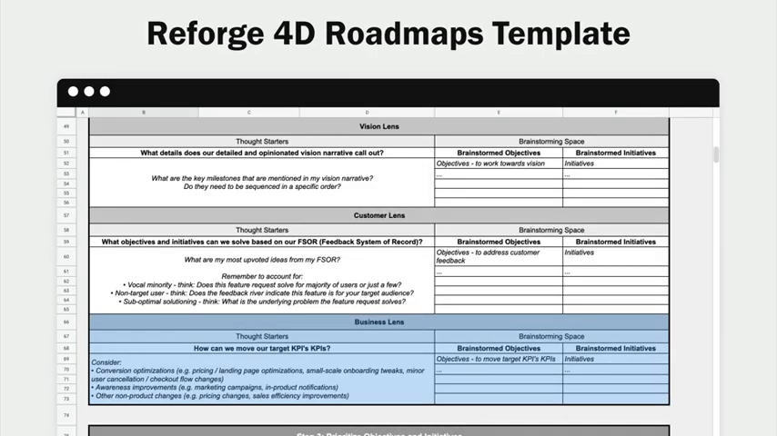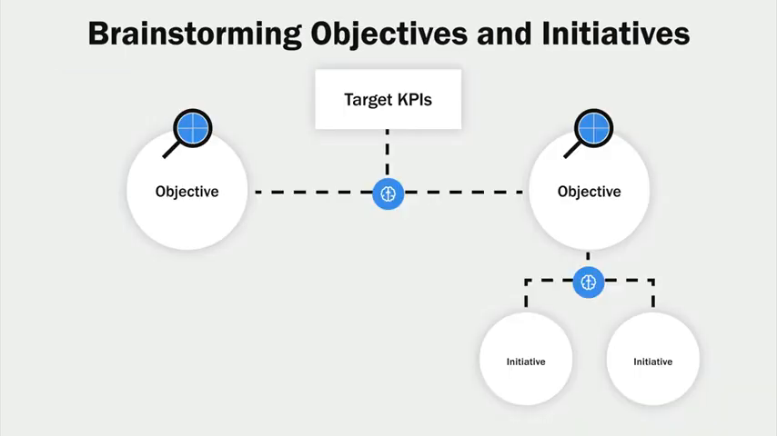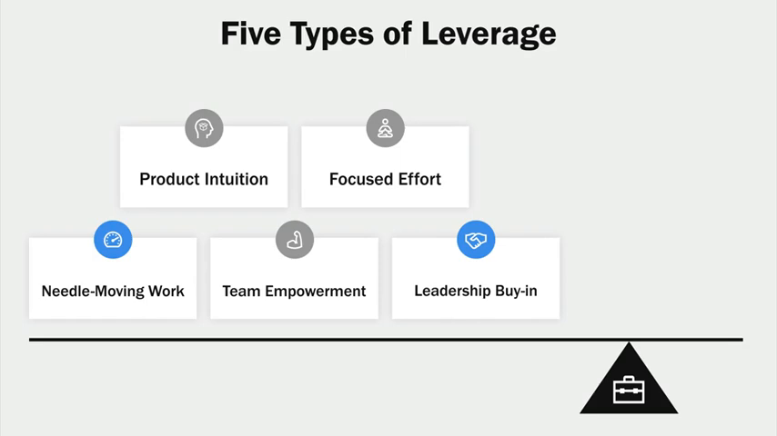That concludes Business Lens brainstorming. We suggest taking the time now to write down what your Business Lens objectives and initiatives might be in the Reforge 4D Roadmaps template. Once you've done that, we've now covered how to brainstorm objectives and initiatives from all 4 lenses, using unique prompts to stimulate ideas specific to accomplishing the goals those lenses set forth. After going through these steps, you should now have a unique set of objectives and initiatives that ladder up to solving the critical few target KPIs you want to move.